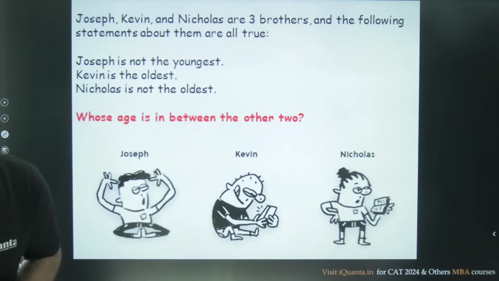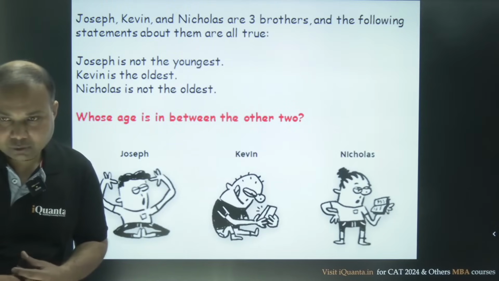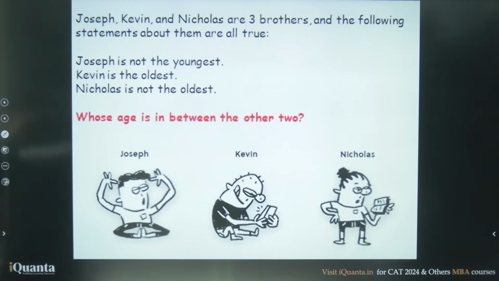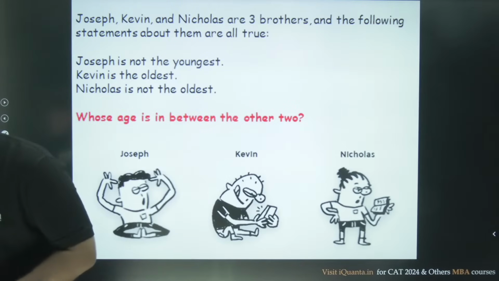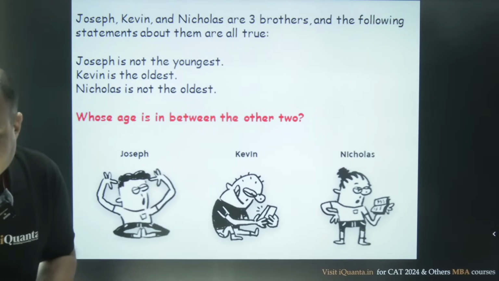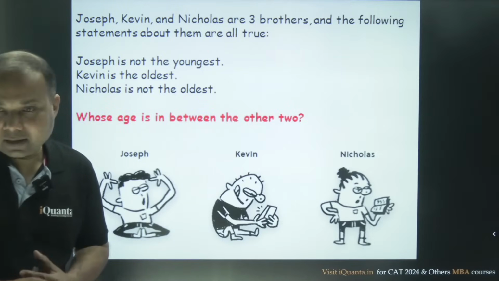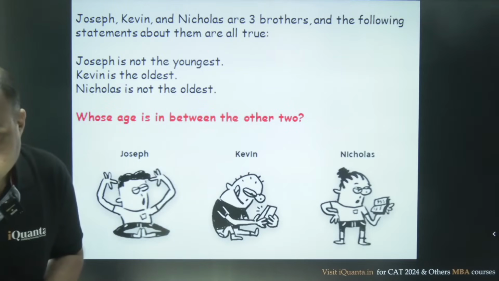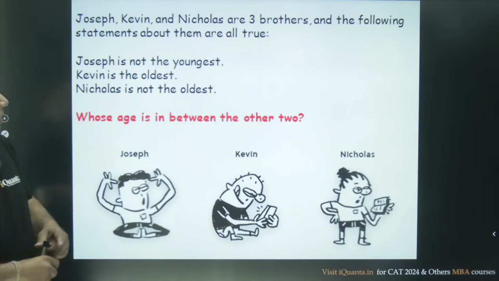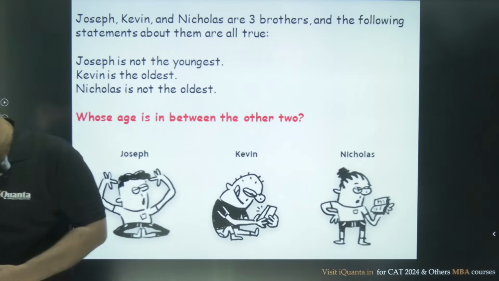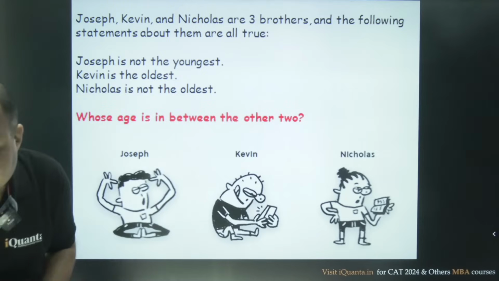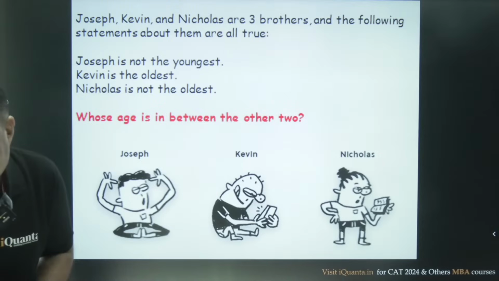Okay, I am getting the answers as Joseph. Somebody is saying Nicholas also. Joseph, Joseph, Nicholas, Joseph. Whose age is in between the other 2? Okay, most of you are saying Joseph, and that's the correct answer. Misha, it is not Nicholas. The question is asking about the person whose age is in between the other 2. Because the oldest is already told, and he is also not the youngest. That's why Joseph. Yes, Vanshika, good.